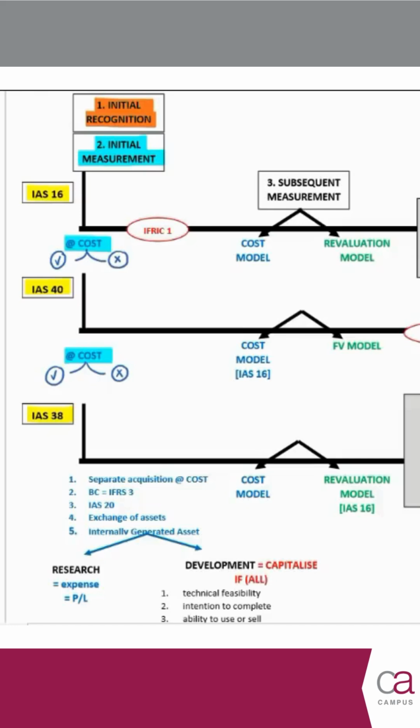Now, when we look at IAS38, there is 5 different types of how an intangible asset can be acquired. Now, the first type will be based on a separate acquisition. Then you need to recognize this asset at cost. Again, IAS38 will indicate to us certain costs will be included and certain costs should be excluded.